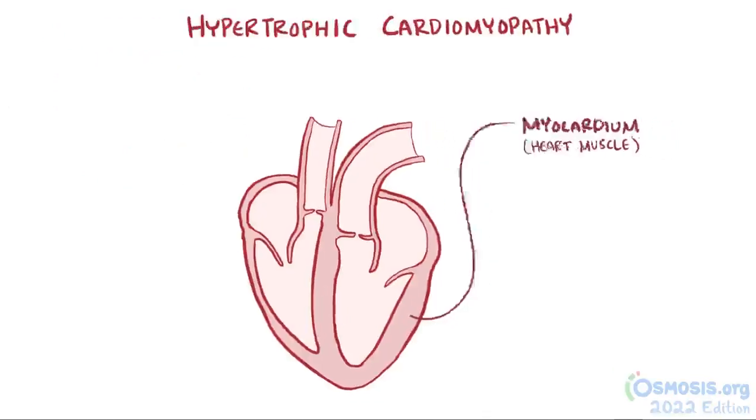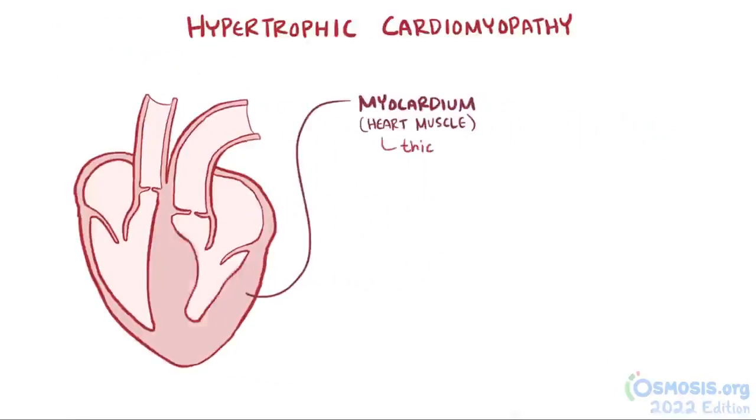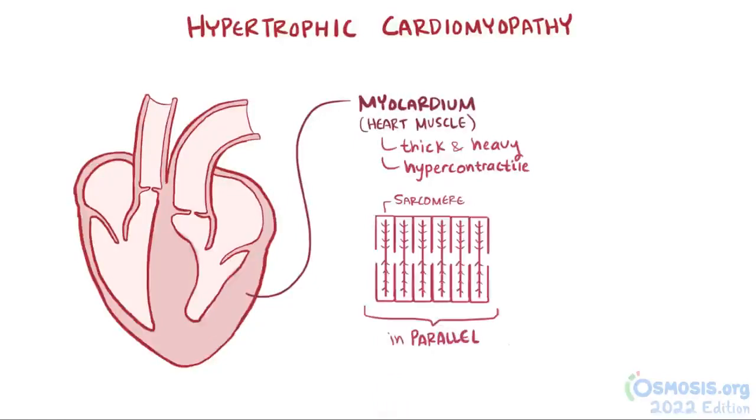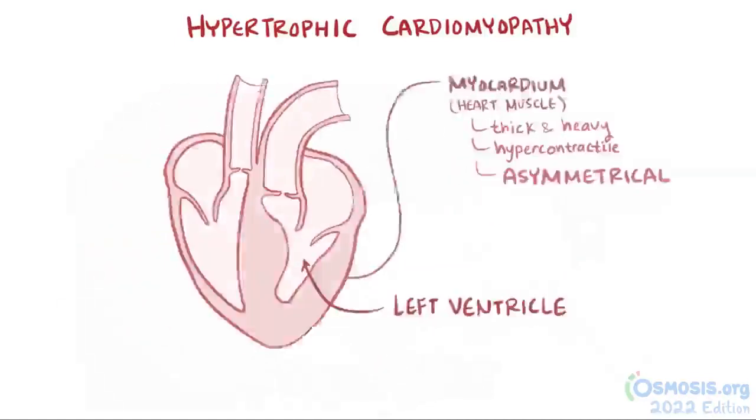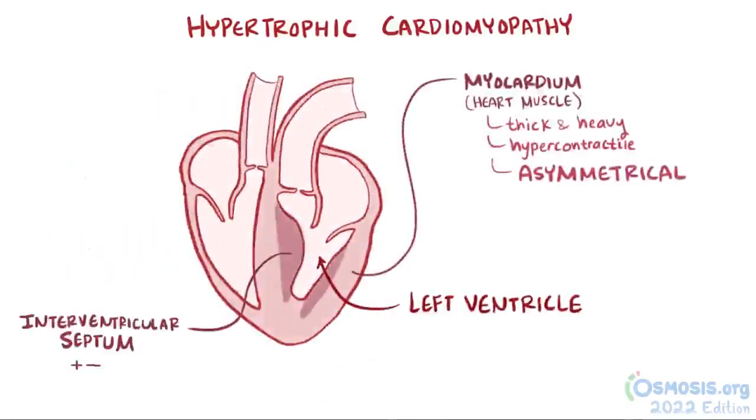Now, hypertrophic cardiomyopathy is when the walls get thick, heavy, and hypercontractile. Essentially, the muscles grow a lot larger because new sarcomeres are added in parallel to existing ones. Usually the left ventricle is affected, and in most cases the muscle growth is asymmetrical, meaning that the interventricular septum grows larger relative to the free wall.